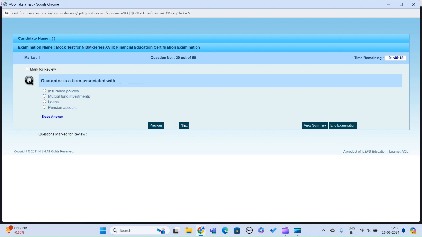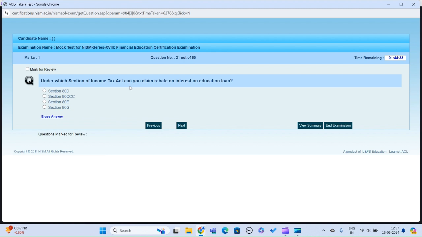Next, the guarantor is associated with which term? Actually, for mutual funds, insurance policy, pension account, you have to have a nomination. Nomination has now almost become mandatory for any investment, so that in case of death of a person, his legal heir is able to take it. So nomination is for insurance policy, mutual funds, pension account. For loans, it has to be a guarantor.